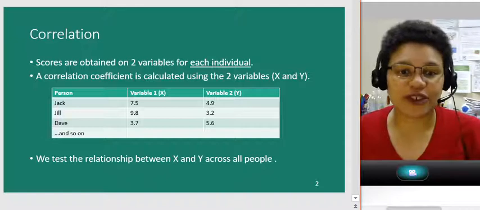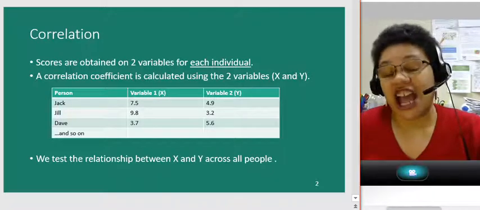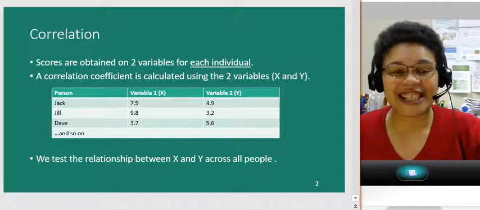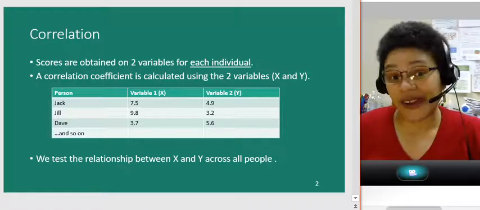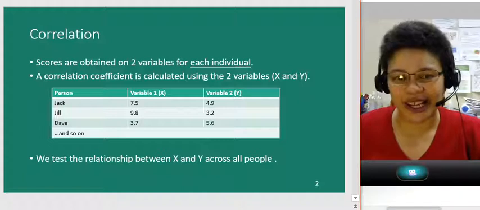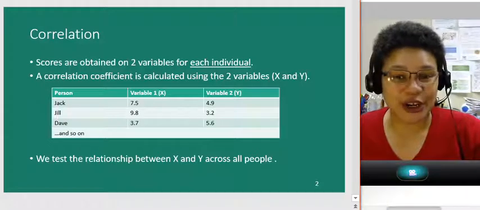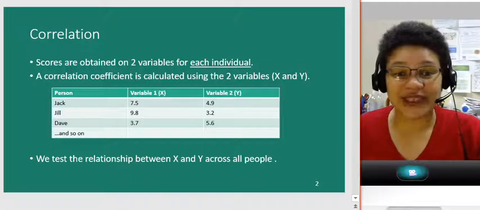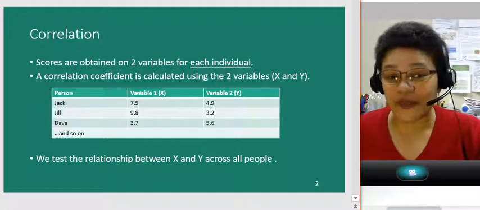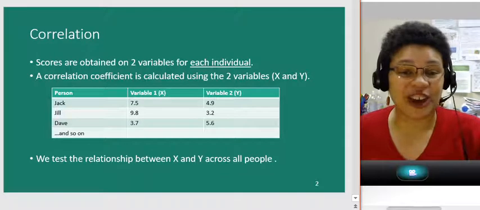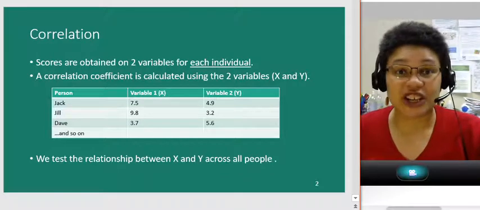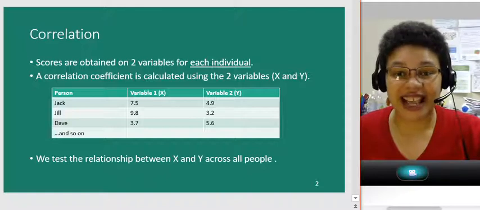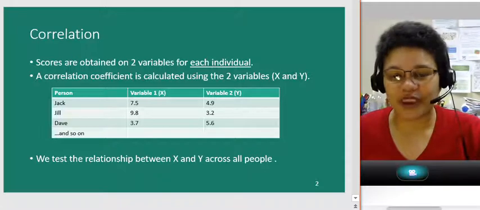So, for example, you might have Jack, Jill, and Dave, and so on. Jack might have had a score of 7.5 on variable X or variable 1, and 4.9 on variable Y or variable 2. Jill might have scored 9.8 on the first variable, 3.2 on the second variable, and so on. The main thing is that there are at least two variables, and each person has a score on each of those variables.